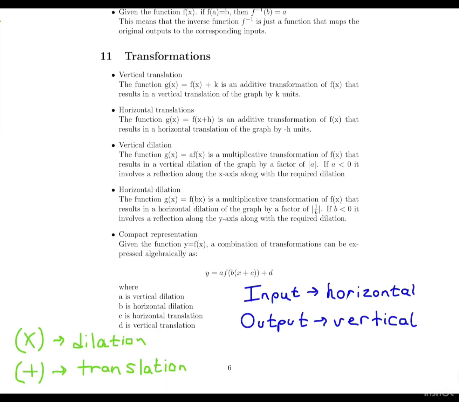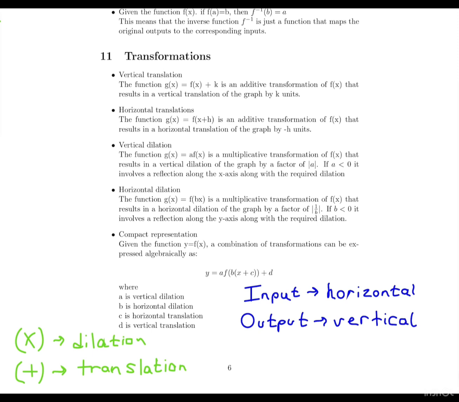Number 11, we have transformations. I'm not planning to go into each one of them in great detail. I have a video on this, or there are many other videos out there that explain the transformations. I just want to have a recap here. So vertical translation is concerned with moving the graph up or down. A horizontal translation is concerned with moving the graph left or right. A vertical dilation is concerned with shrinking or expanding the graph vertically, and horizontal dilation is concerned with shrinking or expanding the graph horizontally.